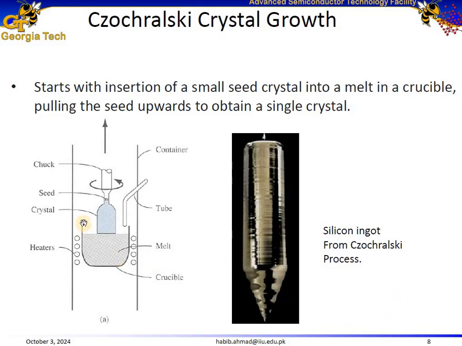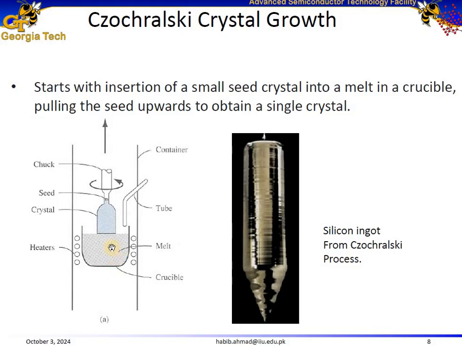It starts with a small crystal seed, as you can see over here, which initiates the crystal growth. The seed crystal is dipped into a molten material contained in a crucible. For example, if we talk about silicon, the melting point of silicon is approximately 1400 degrees C. So silicon is melted slightly above that temperature, and this crystal seed is dipped into the molten material, which is contained in a crucible, indicated over here.